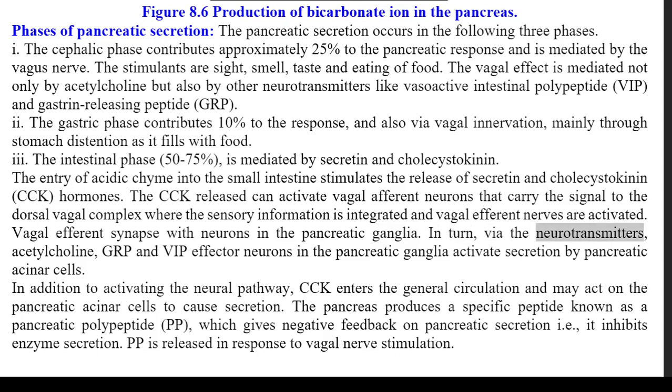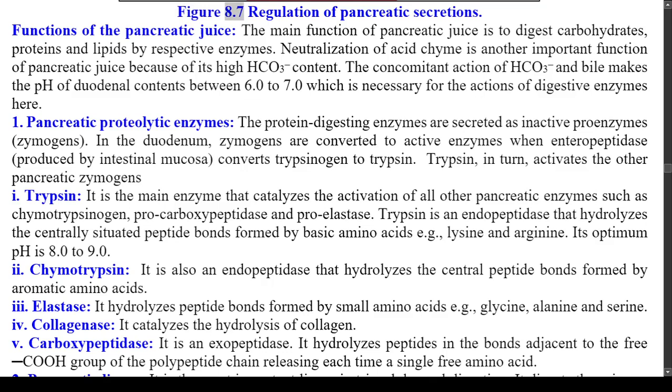In turn, via the neurotransmitters acetylcholine, GRP, and VIP, effector neurons in the pancreatic ganglia activate secretion by pancreatic acinar cells. In addition to activating the neural pathway, CCK enters the general circulation and may act on the pancreatic acinar cells to cause secretion. The pancreas produces a specific peptide known as pancreatic polypeptide, PP, which gives negative feedback on pancreatic secretion, i.e., it inhibits enzyme secretion. PP is released in response to vagal nerve stimulation. Figure 8.7 Regulation of pancreatic secretions.